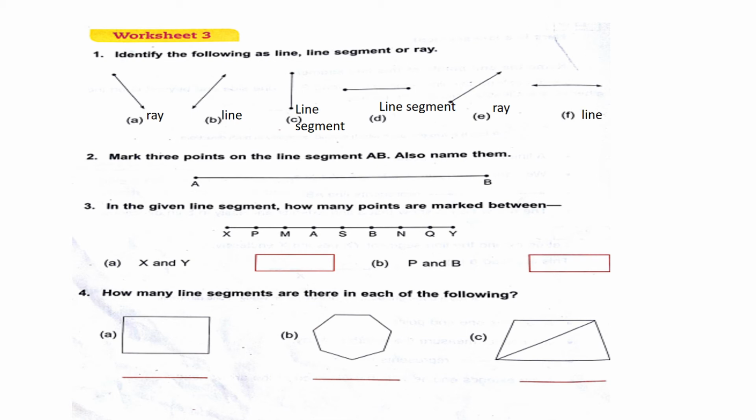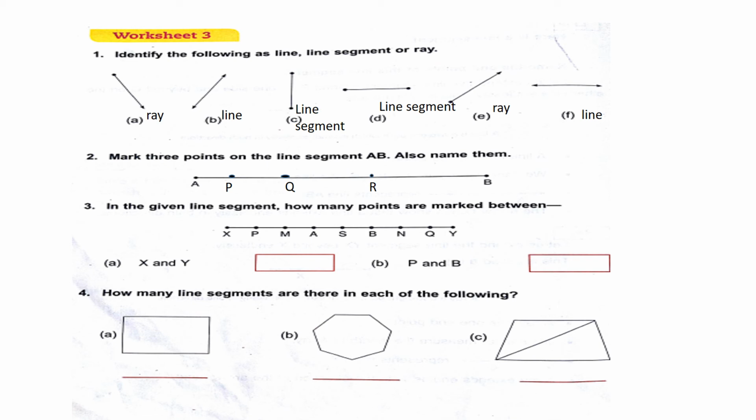Next question. Mark 3 points on the line segment AB and also name them. Now mark any 3 points on the given line segment AB. Now name them. We can write the first point as P, the second point as Q and the third point as R.